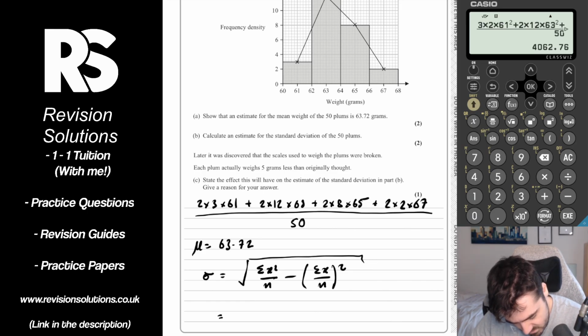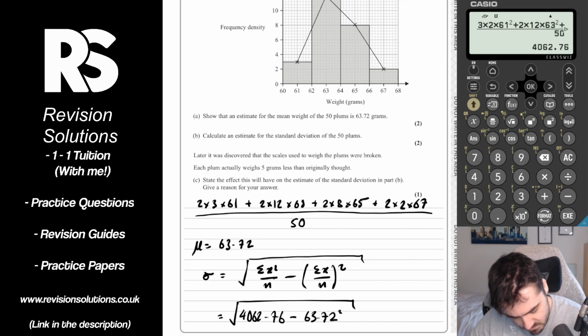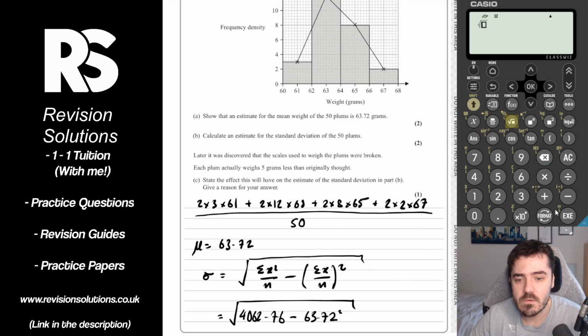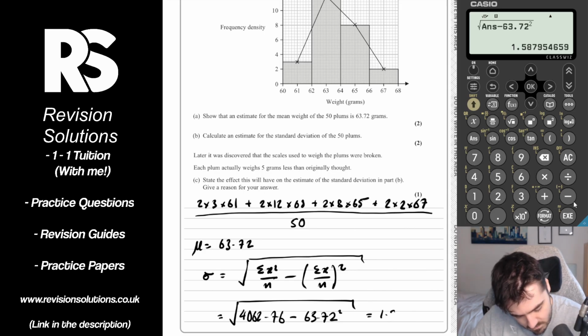So this is going to be the square root of 4062.76 minus our mean from before squared, so 63.72 all squared, all in the square root. If we do the square root of my answer from just now minus 63.72 squared, then write that as a decimal, we get 1.59 to three significant figures.